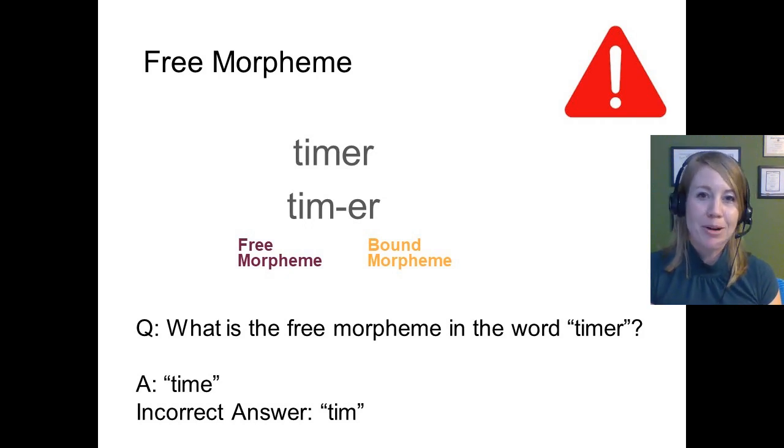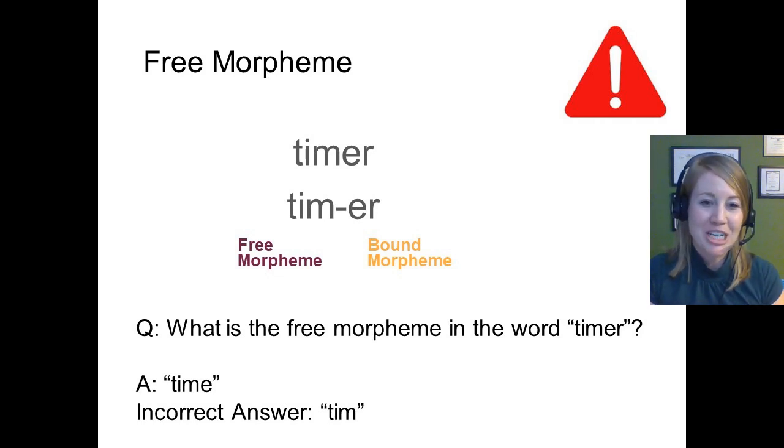And here's why I expect that. Let's look at the word timer. Timer, right? I'm going to set my timer and see how fast you can take the test. The free morpheme in that word is time, right? And the bound morpheme is the er part, right?